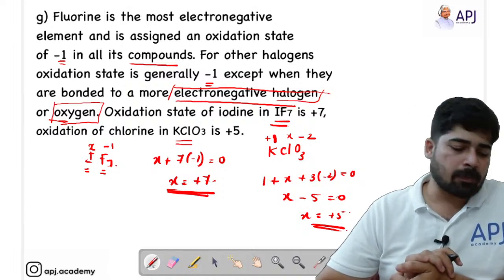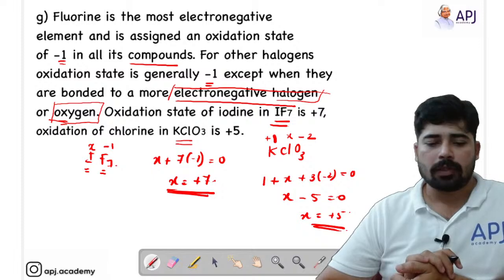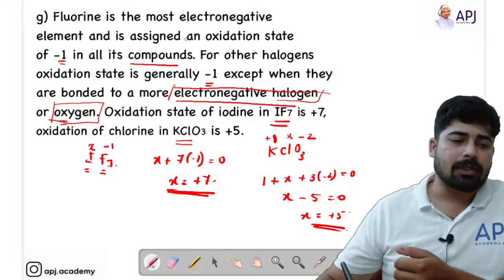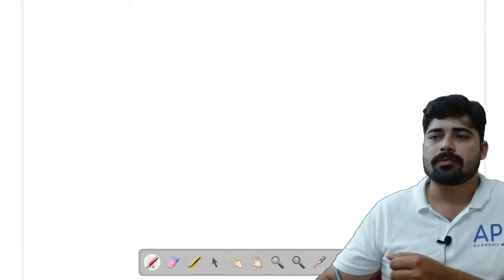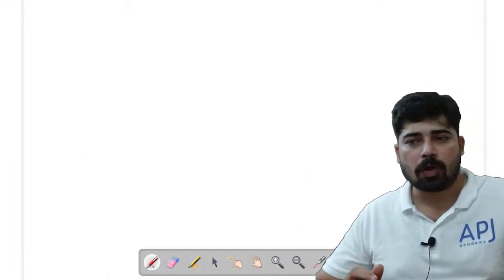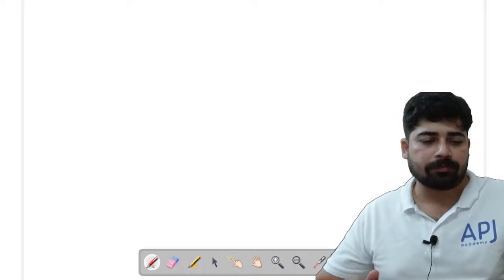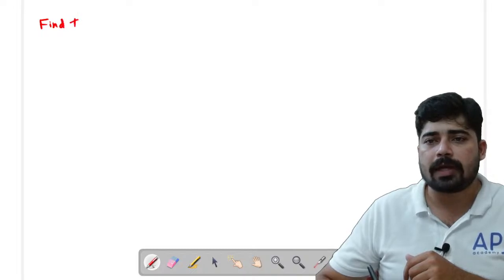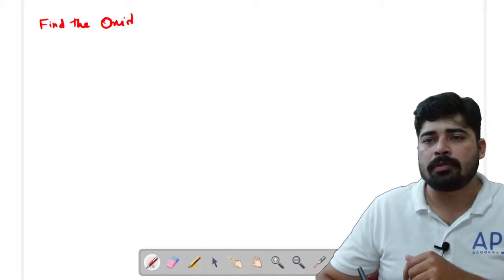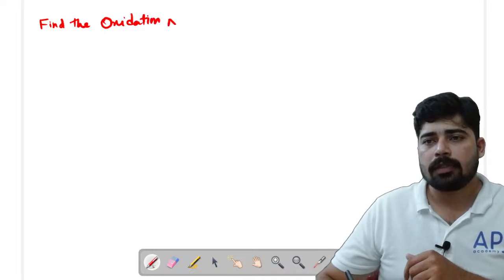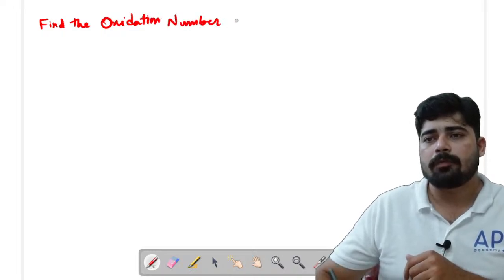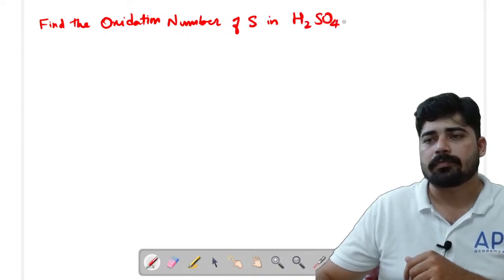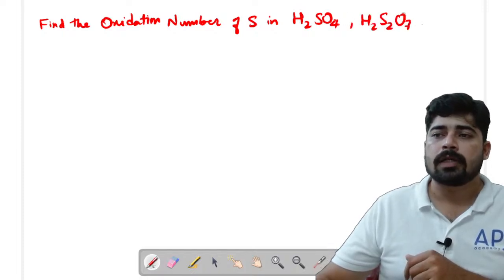So these are the points which will help you to solve numerous questions regarding oxidation states. Now let's do some problems, and with that we can wind up the session. Find the oxidation number of sulfur in H2SO4, H2S2O7, H2SO5.